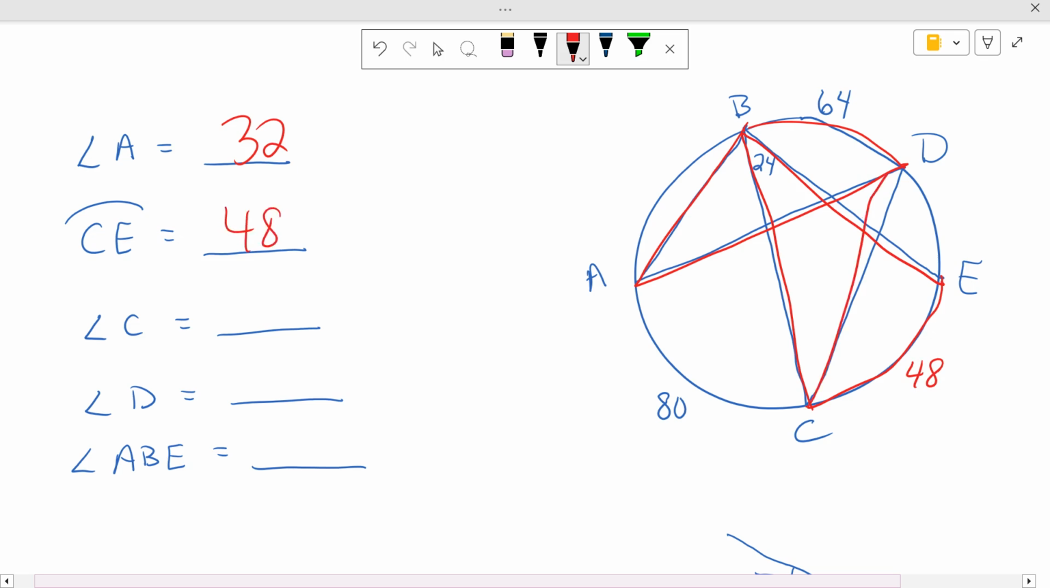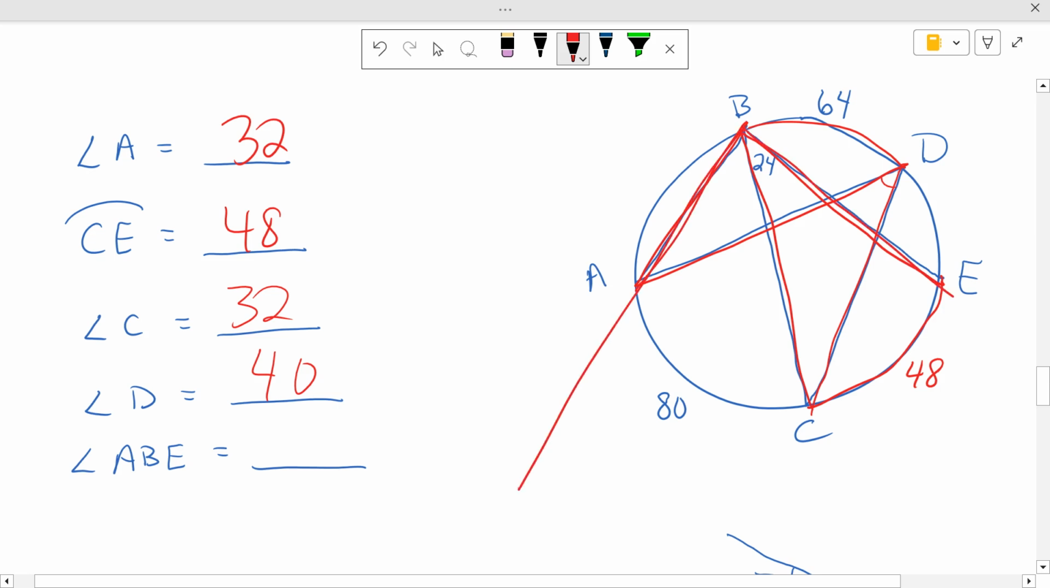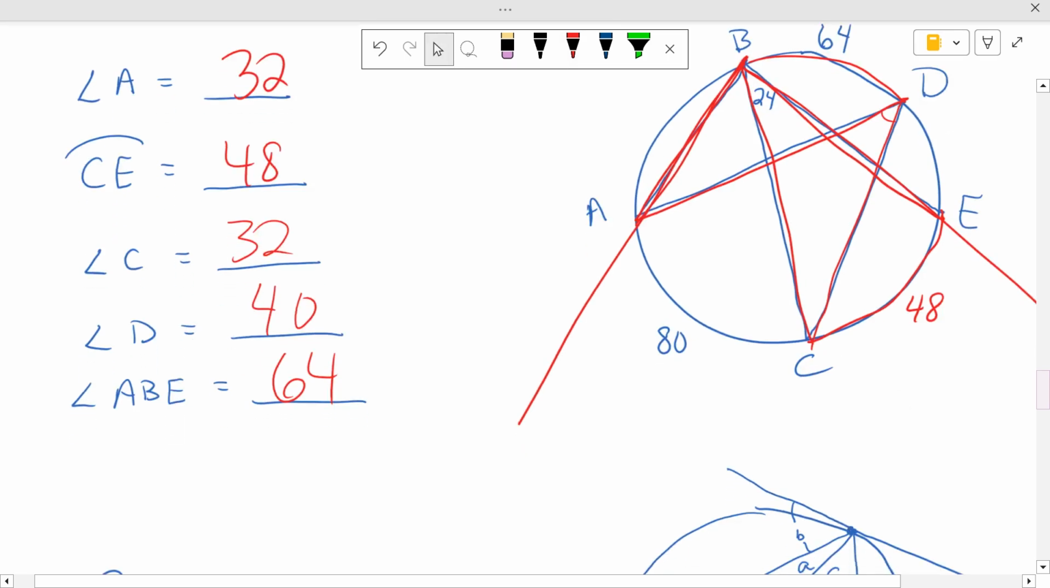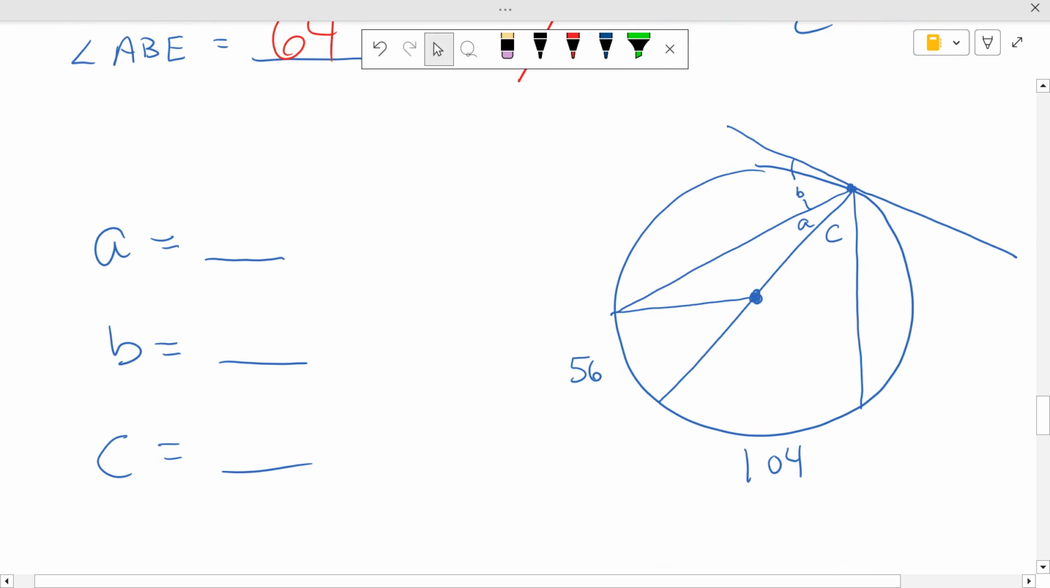C is right here. It cuts off the 64. So just like A was 32, C is 32 because they cut off the same arc. D. Angle D cuts off 80 degrees, so it would be 40. And angle ABE starts here and goes here. ABE. So what's 48 plus 80? 128. So if you take half of 128, you get 64. Okay, inscribed angles.